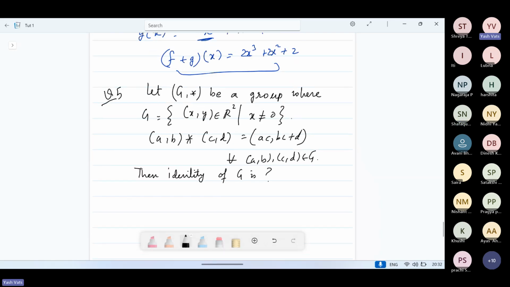So you have to tell me what is the identity of G. Just perform similar operations like what you have done. So this is obviously a group. You can check it. Then find out the identity element of G. Okay, just try to work on it. Then I will write another question.